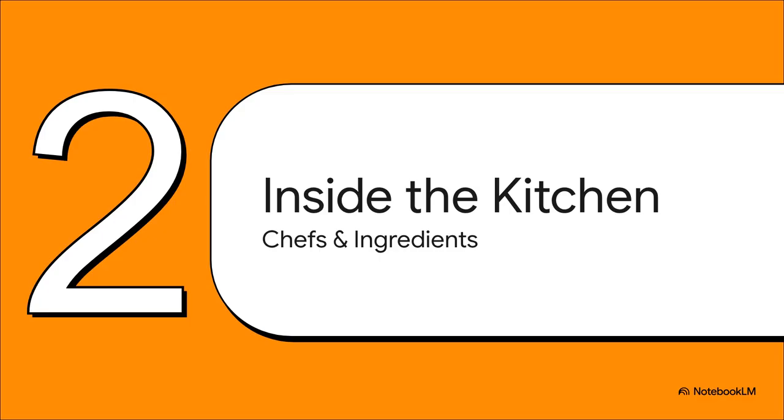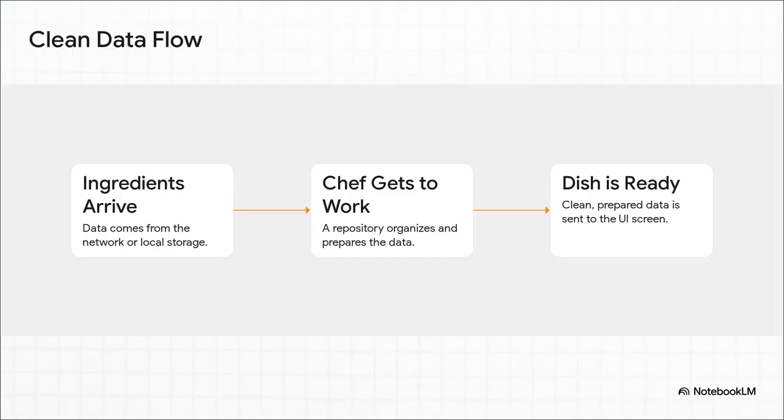Okay, so we've established our kitchen. Now, let's peek inside and meet the crew and see where they get all their supplies. This is where we break down the key parts that make this whole system tick. The flow of data is actually beautifully simple. First, the raw ingredients, our data, arrive from different places. Second, our main chef gets to work organizing and preparing everything according to the recipe. And finally, the perfectly prepared dish, that's our clean, ready-to-use data, is sent out to the dining room, which is the screen on your phone.